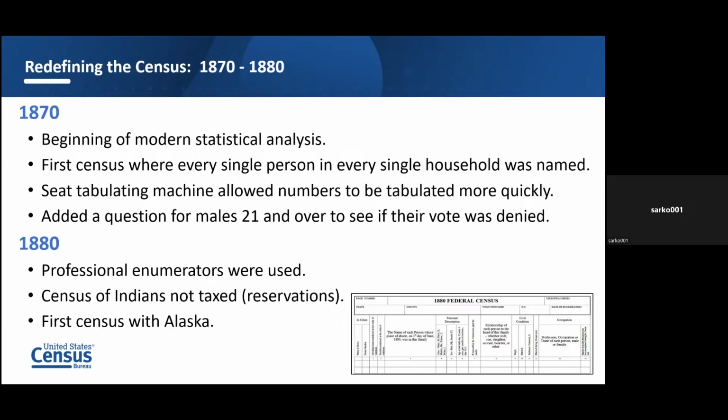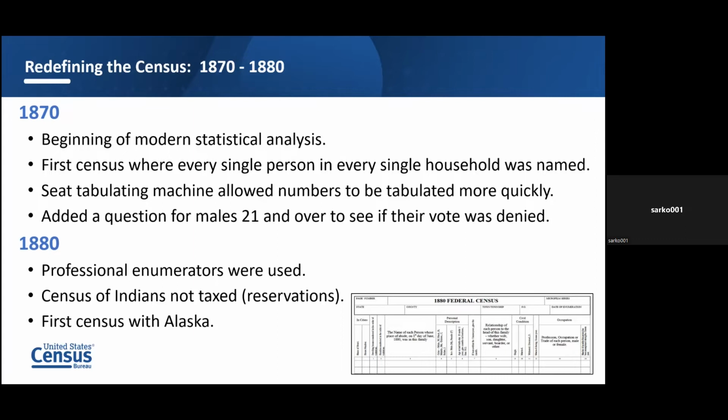The tabulating machine was used. The job of tabulating questionnaires, the responses, was beginning to get overly burdensome for the census office. And this problem was partially alleviated with the use of the rudimentary tabulating machine, which was invented by a chief clerk of the census office.